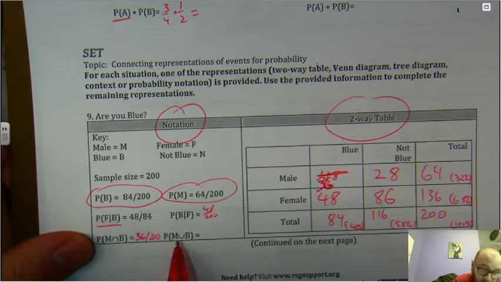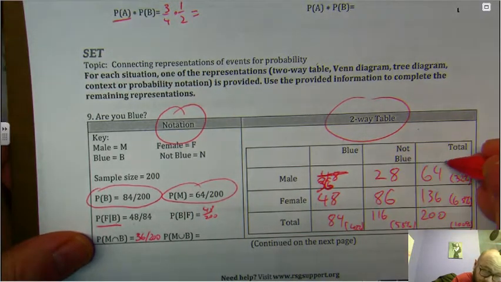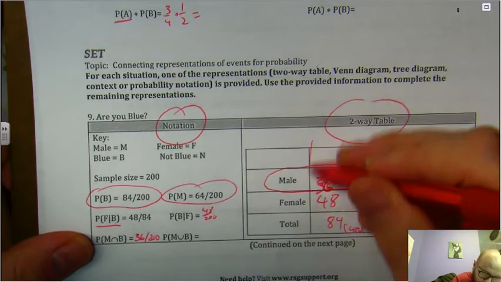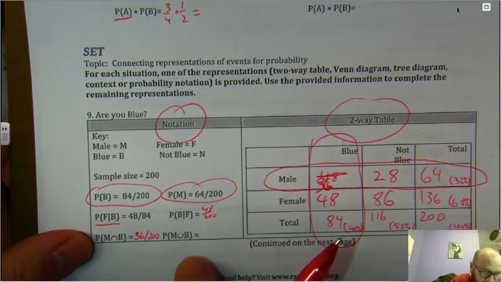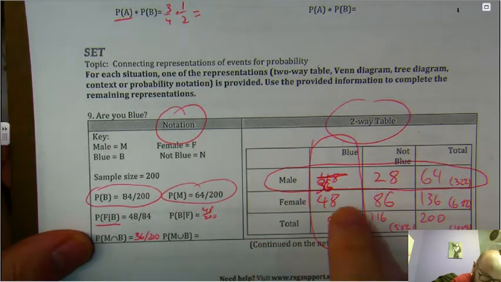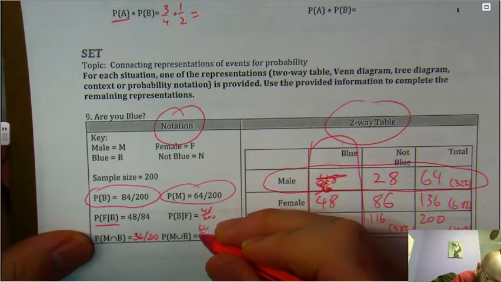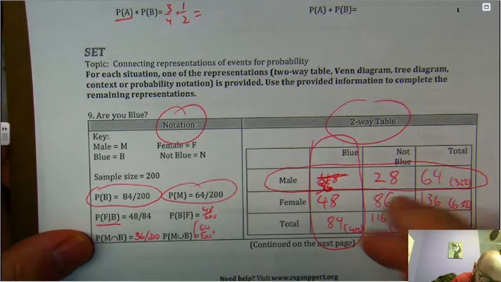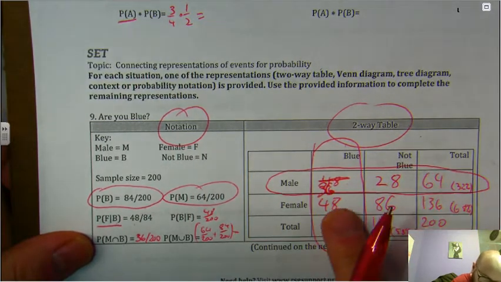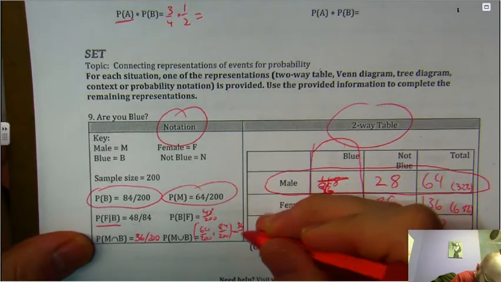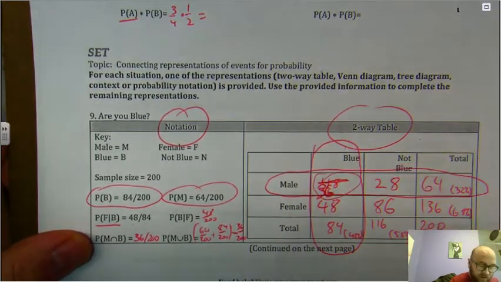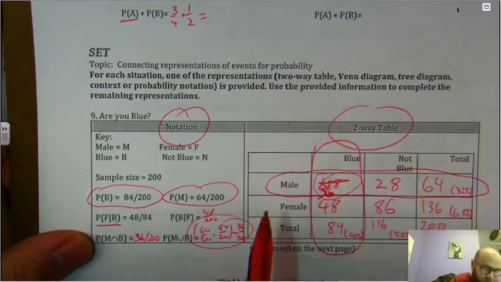Probability of male or blue. So this is male. This is or blue. Okay. So that's going to be the probability of male, 64 over 200, plus the probability of blue, which is 84 over 200, minus the probability of male and blue, so 36 over 200. Because remember, when we're looking at these numbers, this gets counted twice because that's in our intersection. So whatever this ends up being will be our probability.